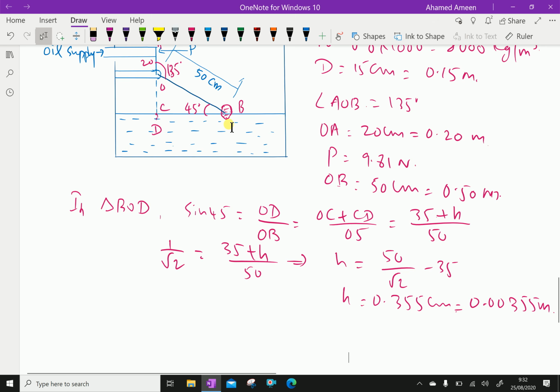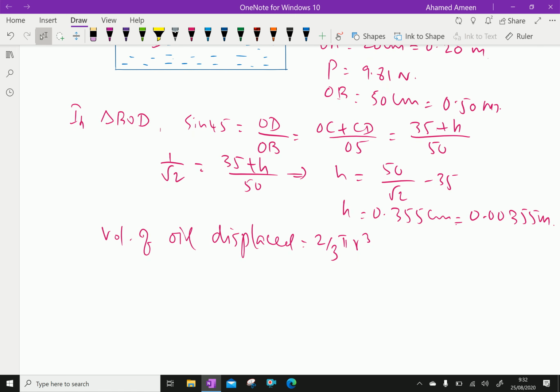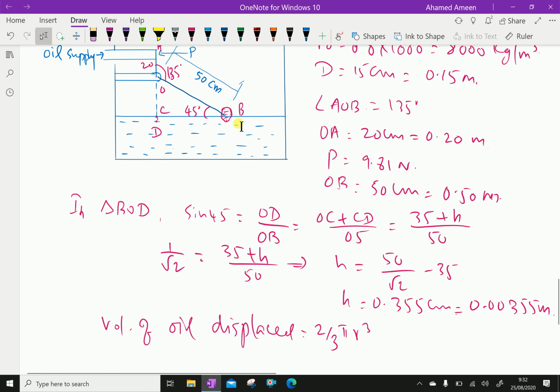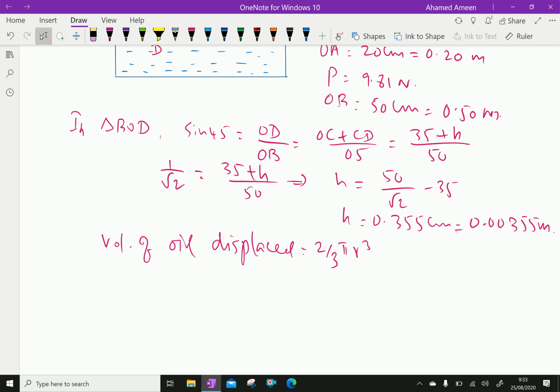So the volume of oil displaced equal 2/3 pi r cube, because here the float is a hemisphere, that means this point coincides with the level of water, so half of the sphere is submerged in the oil, so the volume is 2/3 pi r cube plus pi r squared h, pi r squared h being the volume of the cylinder.